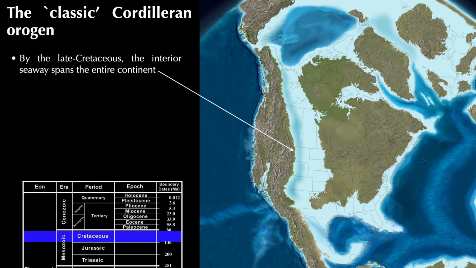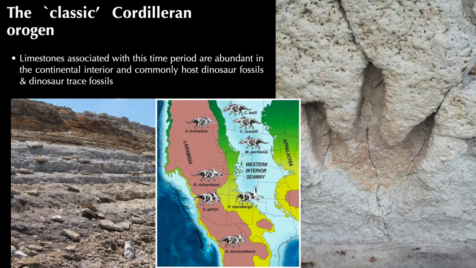And this leads to the development of a very expansive late Cretaceous, shallow, warm interior seaway that spans most of the central continent. The rocks associated with this seaway are primarily limestones, and these limestones and other shallow marine deposits commonly host very spectacular dinosaur fossils and trace fossils associated with Cretaceous organisms.